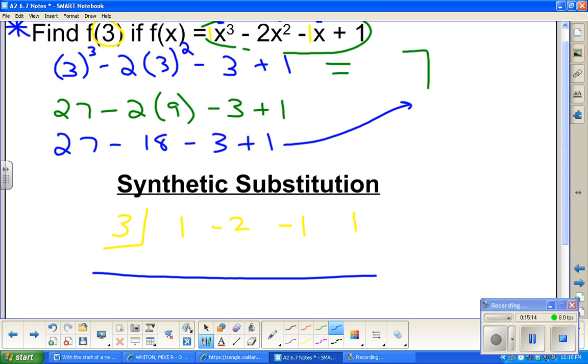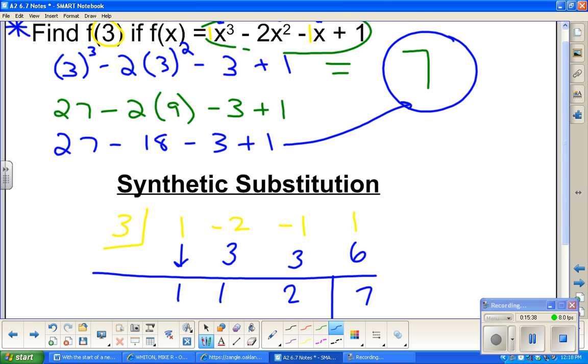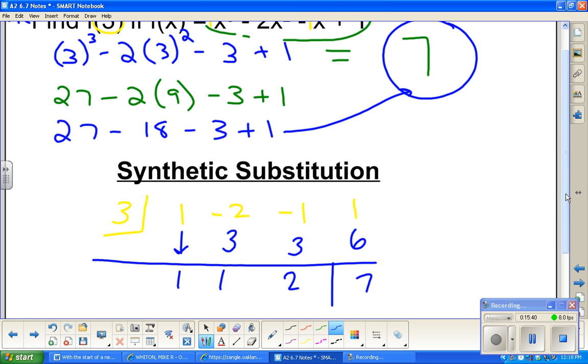All right, so let's do our steps. Bring the 1 down and then multiply. Negative 2 plus 3 is 1. 1 times 3 is 3. The negative 1 plus 3 is 2. The 2 times 3 is 6, and the 1 plus 6 gets us, magically, the same number we got before. The remainder will be the answer.